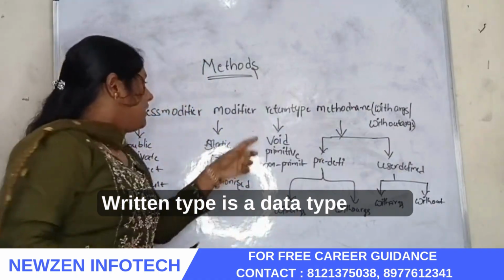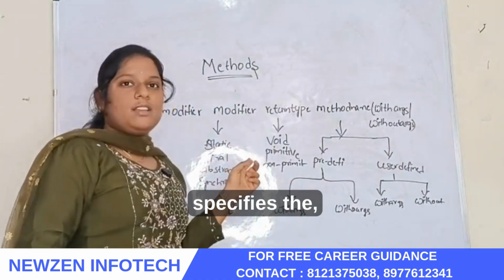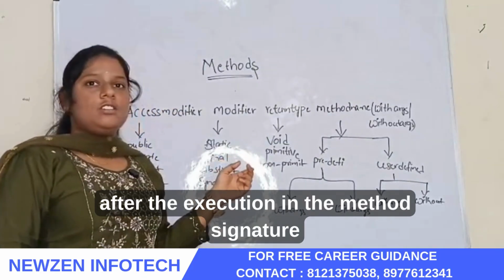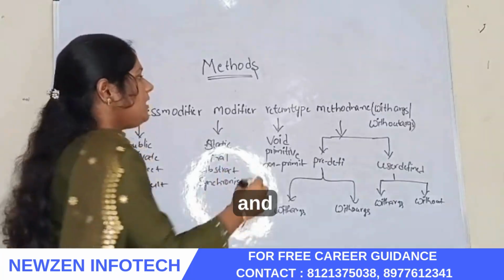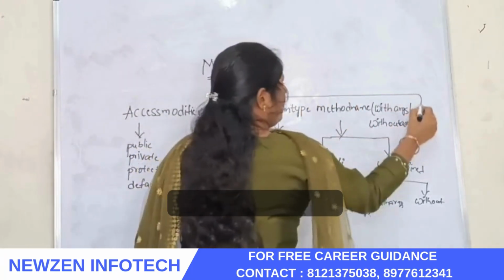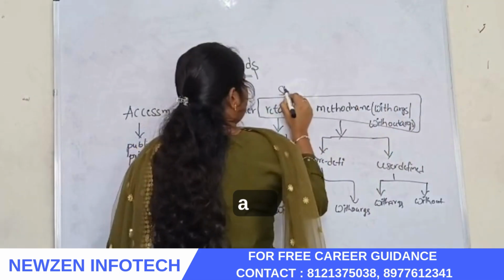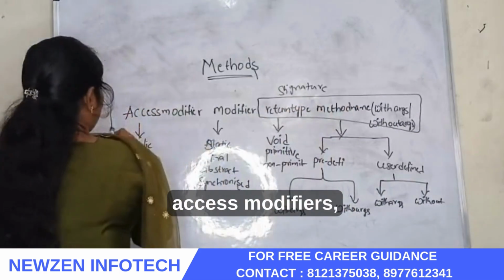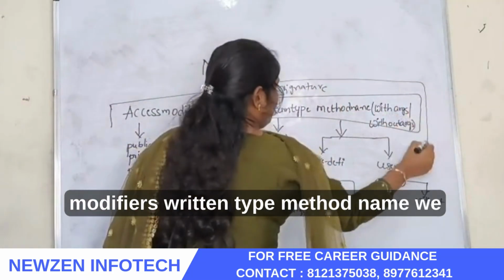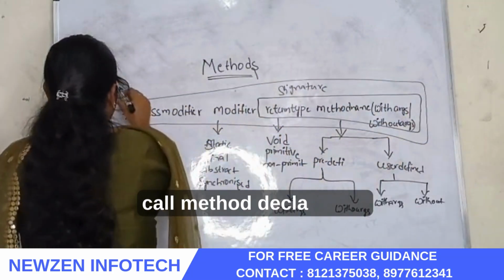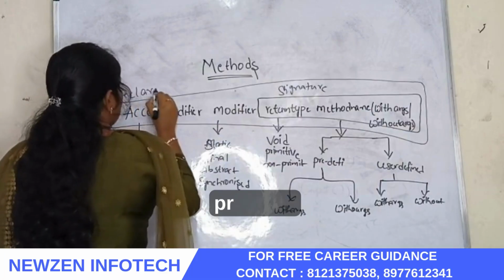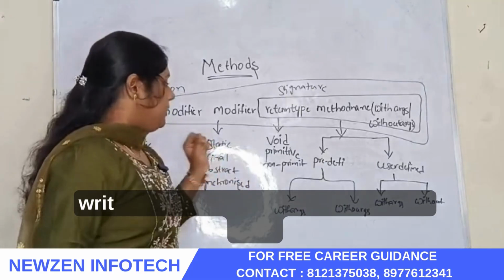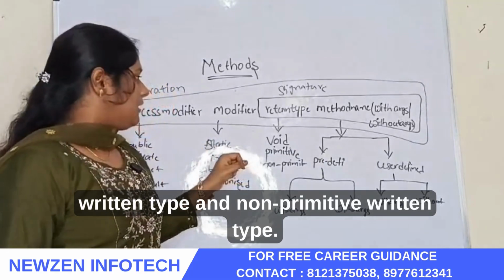Return type is a data type which specifies which type of data needs to be returned after the execution in the method signature. The return type and method name we call the method signature. And access modifier, return type, and method name we call the method declaration. Primitive return type and non-primitive return type.